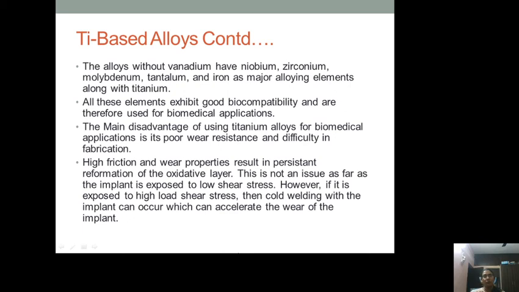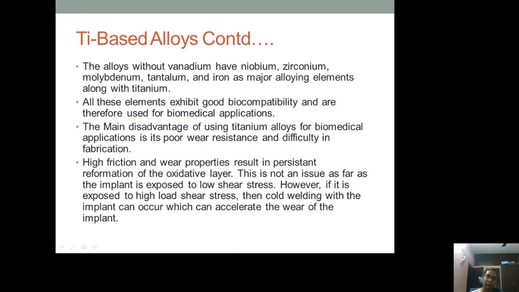Also, if it is a joint that is not bearing much load, you can still use titanium for that, because even if the oxidative layer is exposed, low shear stress gives adequate time for the implant to heal itself and form the oxidative layer again. However, if it is a load bearing joint that is exposed to high shear stress, then cold welding starts to happen. That is, the implant is repeatedly exposed. Repeatedly the oxidative layer is getting disturbed, and that would accelerate the wear of the implant. So these are the major disadvantages of using titanium alloy.